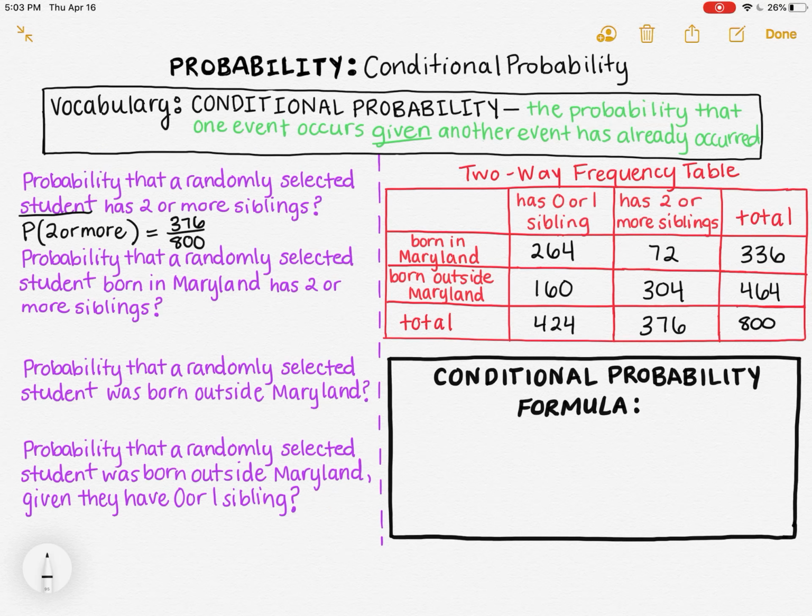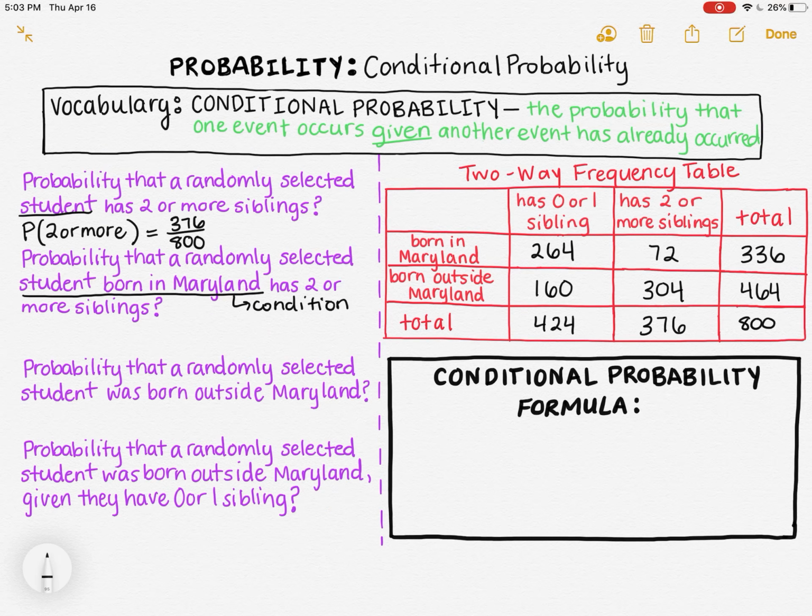The next question asks for the probability that a randomly selected student born in Maryland has 2 or more siblings. This question is different from the last one. Instead of just randomly selecting any student, we're only selecting students born in Maryland. This is what we call our condition. So this is a conditional probability question.